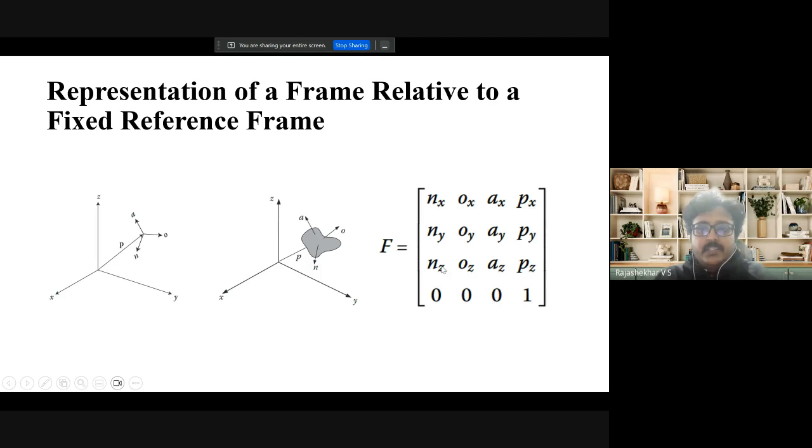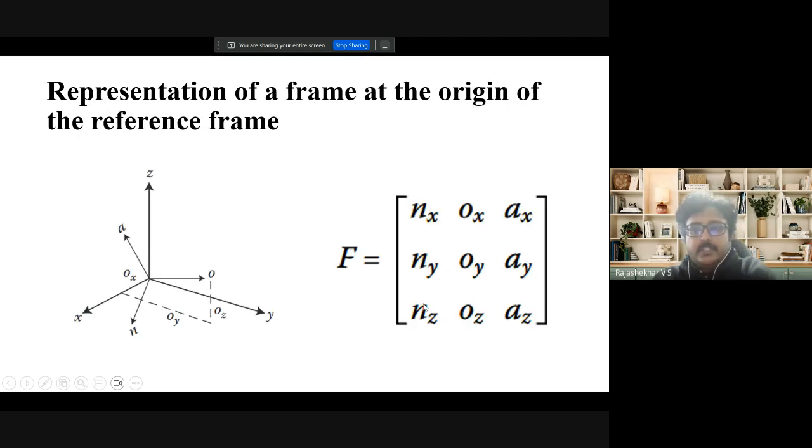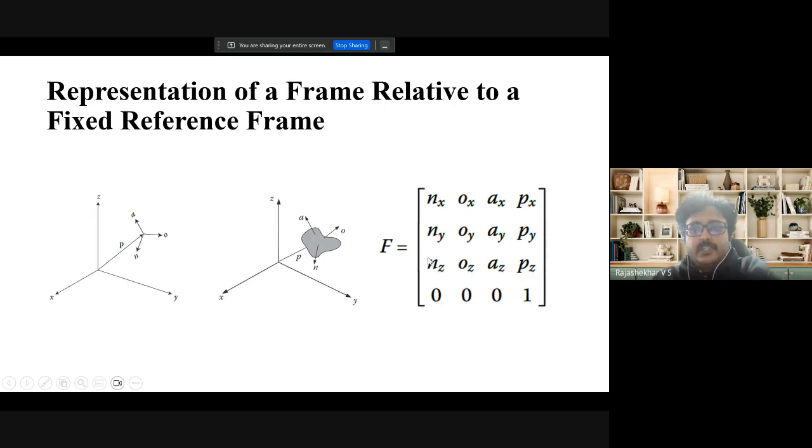So the thing is that this 3 cross 3 matrix, the F matrix, which sits inside this matrix, represents the rotation of the frame. And this px, py, and pz represents the distance of the point in space from another fixed frame of reference. And the 000, which is over here, is the perspective. So this will always be 0 in the entire process, and this 1 is the scaling matrix.